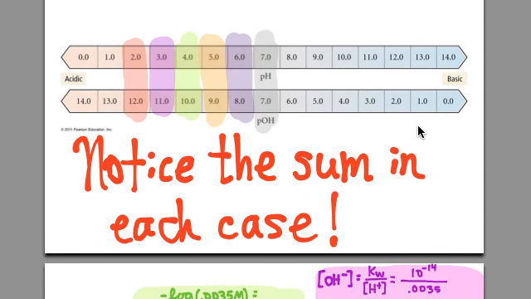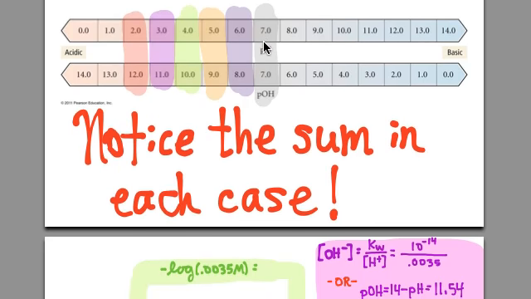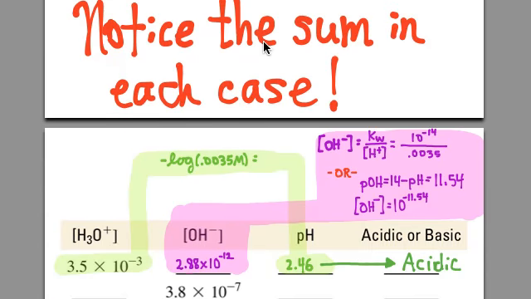Here's another way to look at it. The pH plus the pOH. What's 12 plus 2? What's 11 plus 3? What's 10 plus 4? What's 9 plus 5? What's 8 plus 6? What's 7 plus 7? Oh yeah, it's 14. Let's try that table again.